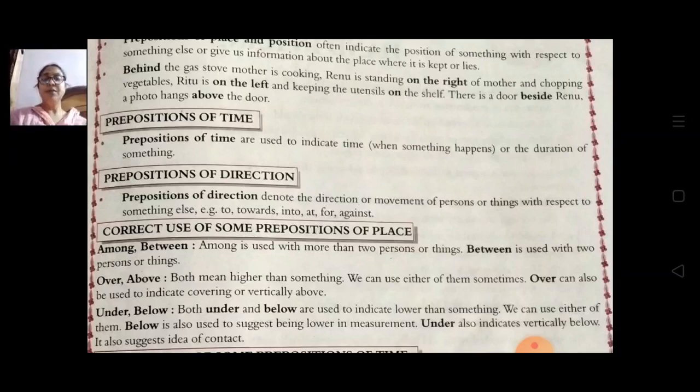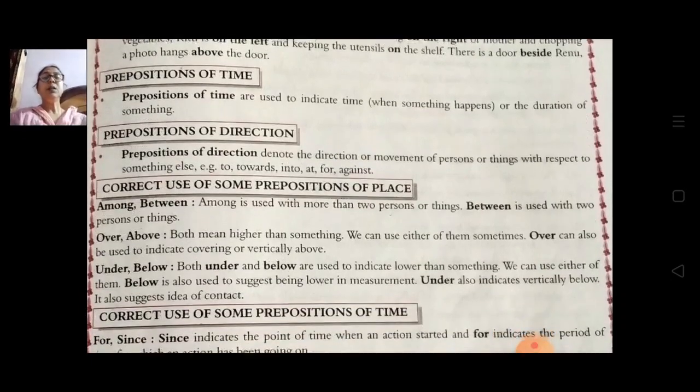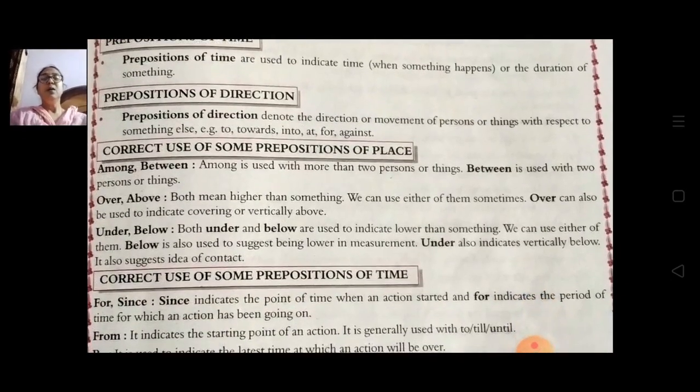Correct use of some prepositions of place. Among, between. Among is used with more than two persons or things. Between is used with two persons or things. Now here, over and above both mean higher than something. We can use either of them. Sometimes over can also be used to indicate covering or vertically above.